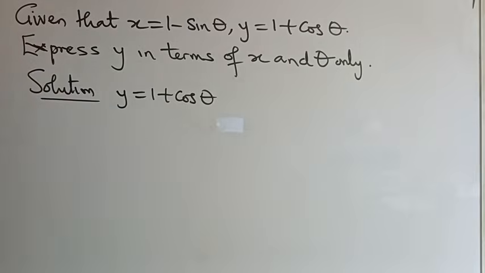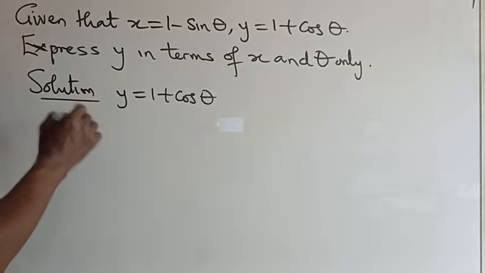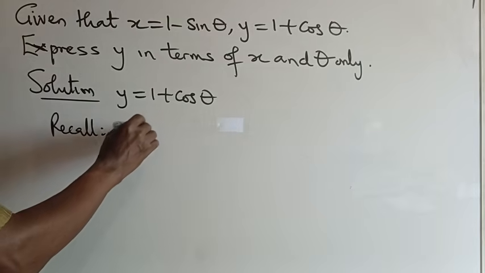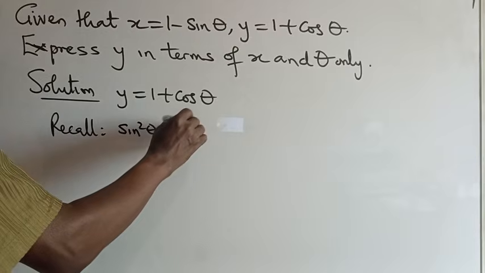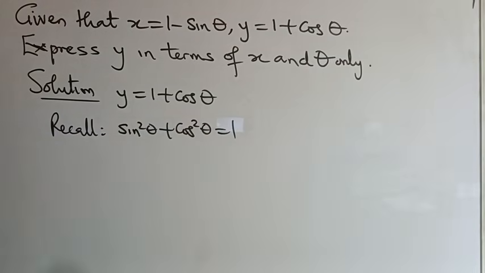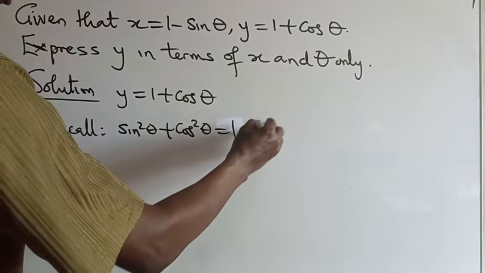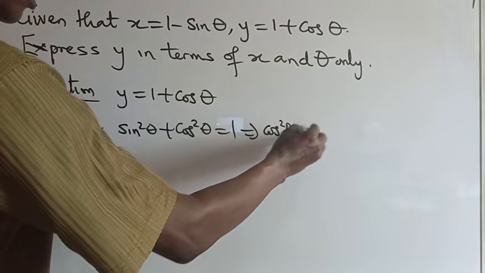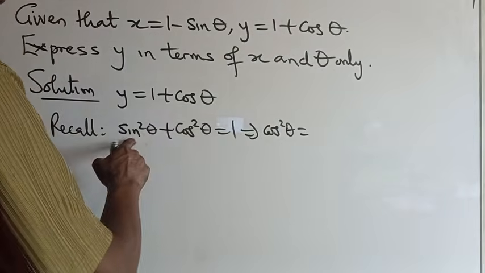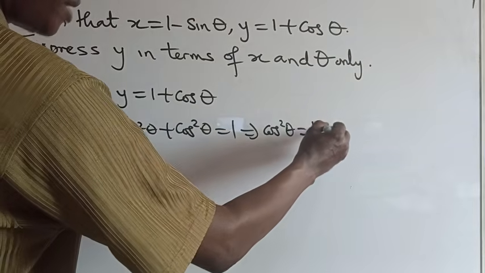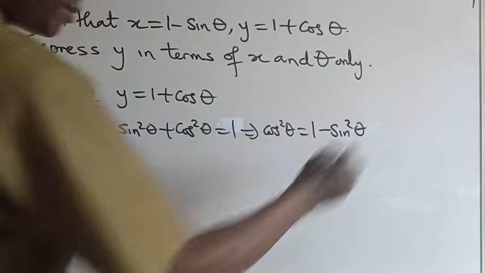What we want to do now is to find a way of replacing this cos theta by a value that will be equivalent to x. You can recall sine square theta plus cos square theta is equal to 1. That is from our trigonometry. So if you want to get cos theta, cos square theta will be, you take sine square theta to the other side, 1 minus sine square theta.